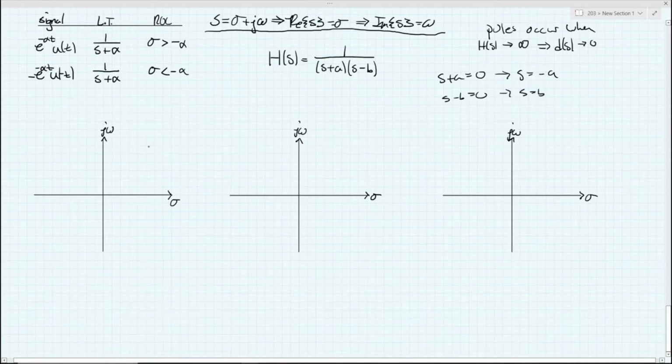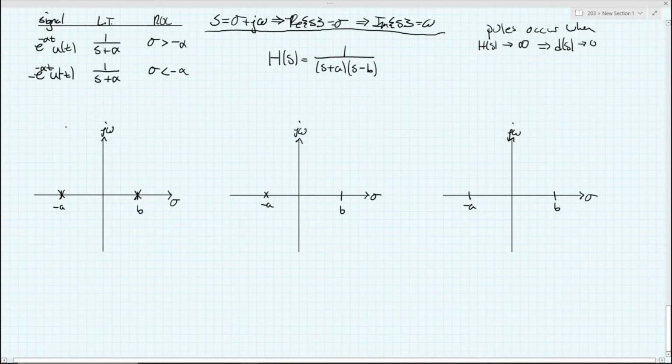I've got three sets of axes here, or three s-planes. So we'll mark one here. This is negative a, and that is a pole. And then right here we have b, and that is a pole. And we'll do the same over here, negative a and b, and then negative a and b, right about there. Okay. There are three possible regions of convergence here.